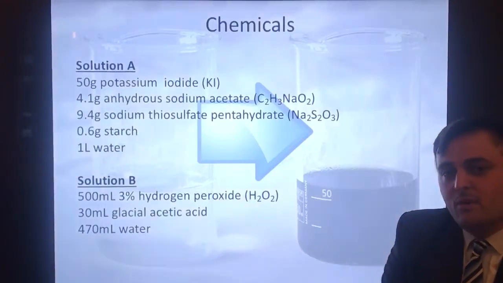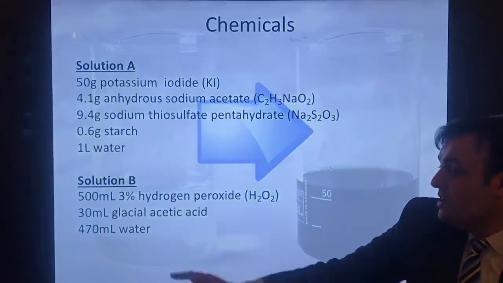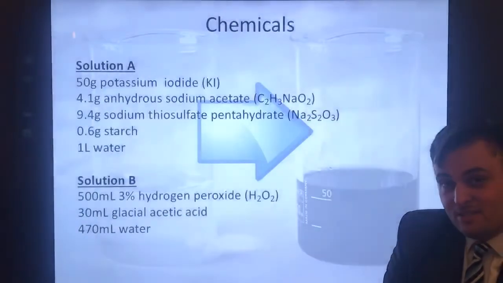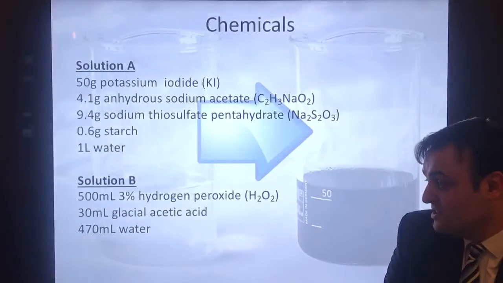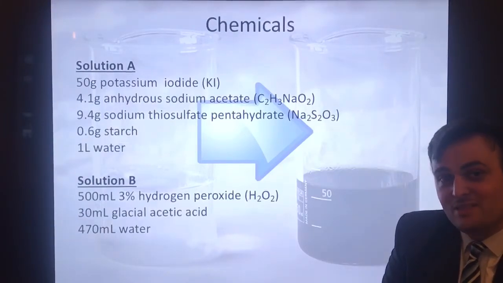Solution B is much easier to make. We just need to pour 500 milliliters 3% hydrogen peroxide, 30 milliliters glycerol, acetic acid, and 470 milliliters deionized water, mix them together thoroughly, label it as solution B, and solution B is ready now.